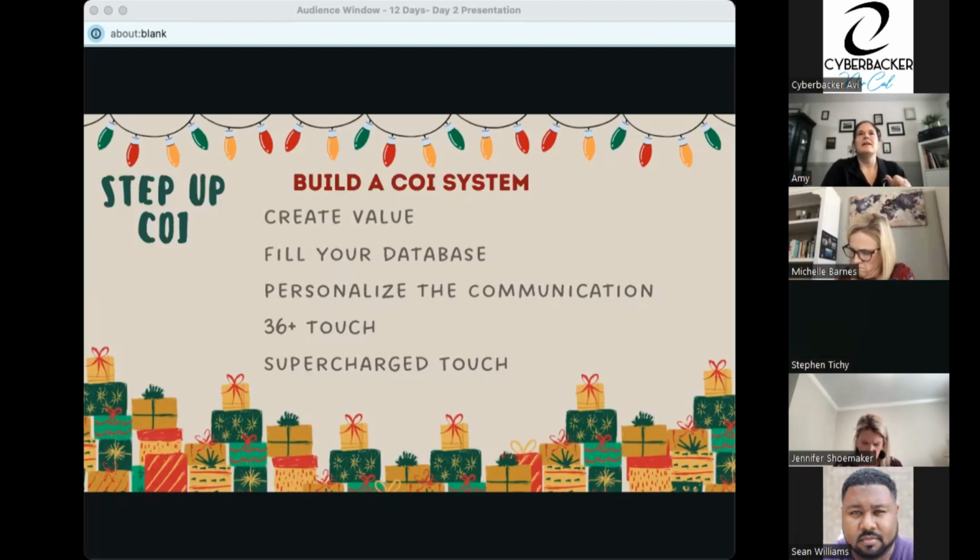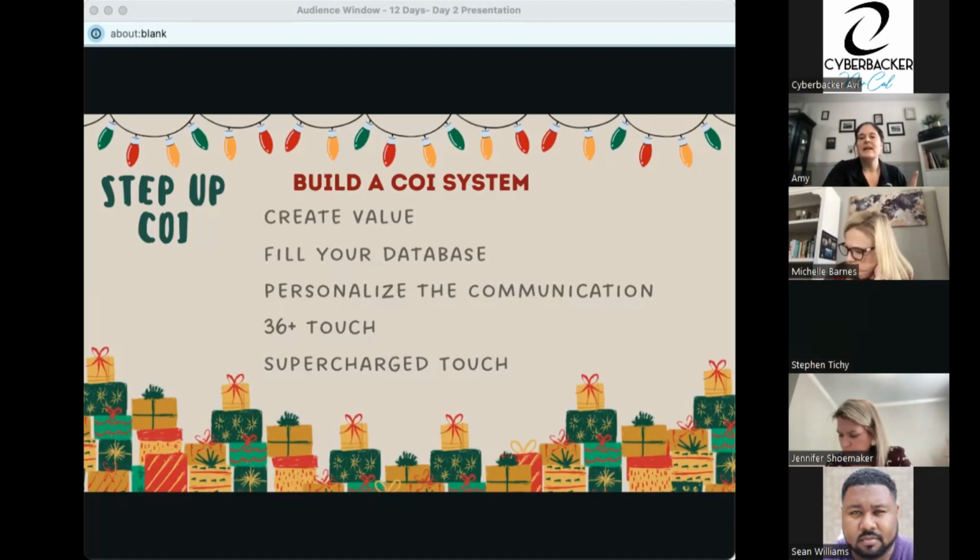All right. Next, we're going to step up our COI, right? We're going to build a COI system, again, that circle of influence or sphere of influence. We want to identify and communicate value, right? So we want to build value and create value. We want to make sure that we fill our database with people. We want to create an interaction plan, and we want to add personalized touches along the way.